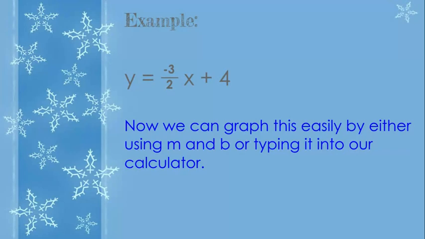So now that we have this, we can graph it. We can either use the M and the B method, which I showed on another video, or we could type it into our calculator and find our table and plot our points from there. So M in this case would be negative 3 over 2, and B would be 4.